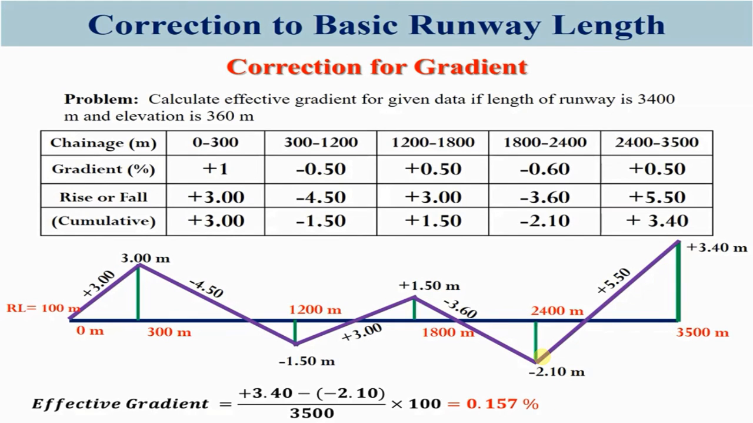The minimum is 2.10. So the total difference between the maximum and minimum is around 5.5 meter, and divided by 3500, multiply by 100, you get a correction effective gradient of around 0.157%. Is it clear?